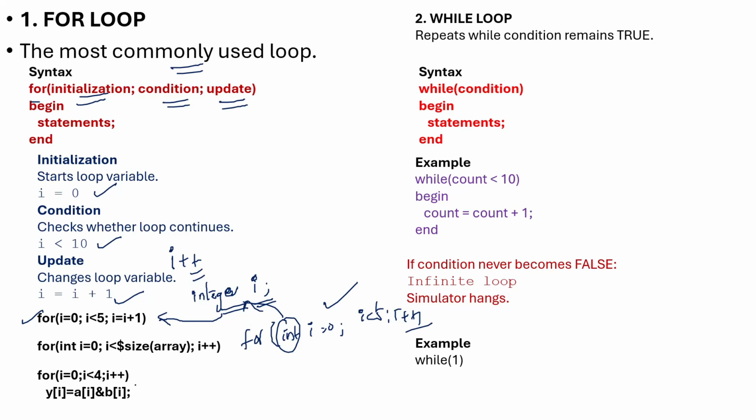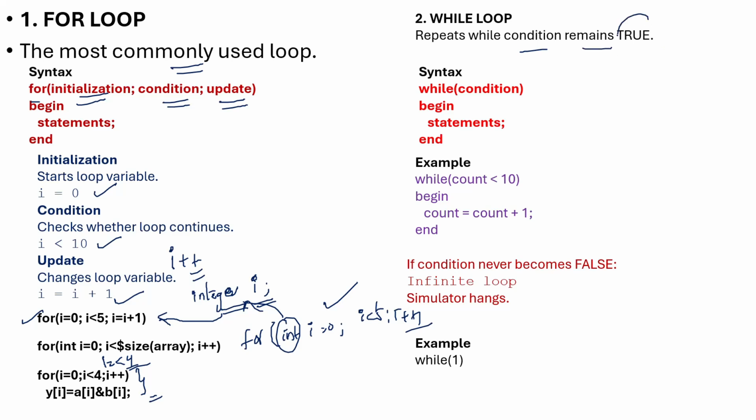I told you some AND conditions, and I am explaining here: y of i equal to a of i and b of i. So 4 times it will be executing. Clear?